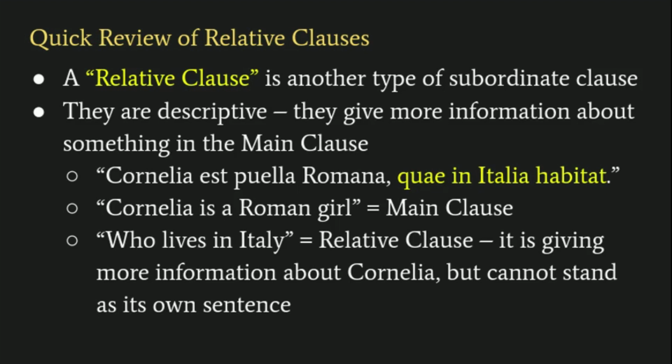It's not its own thought. It's describing Cornelia. It's giving you more information about her. She's not just any Roman girl. She's a Roman girl who lives in Italy. This is what we call a relative clause. It's giving more information about someone or something in the main clause.